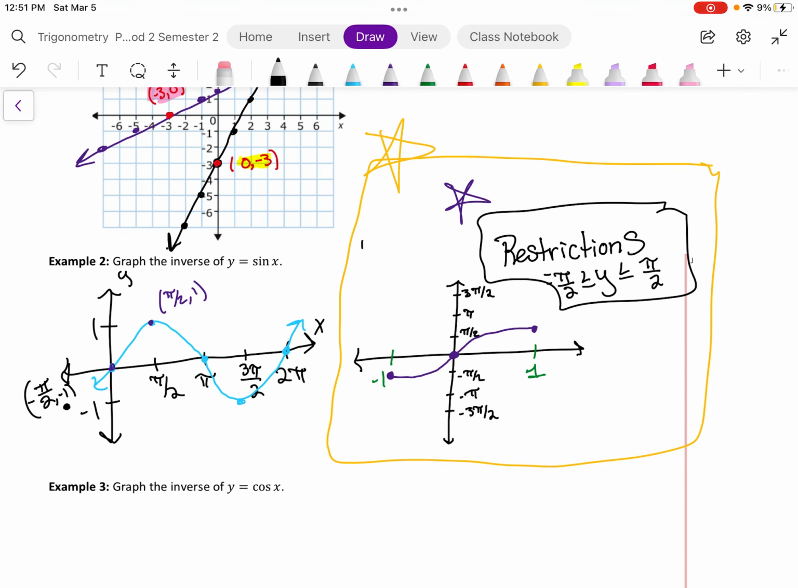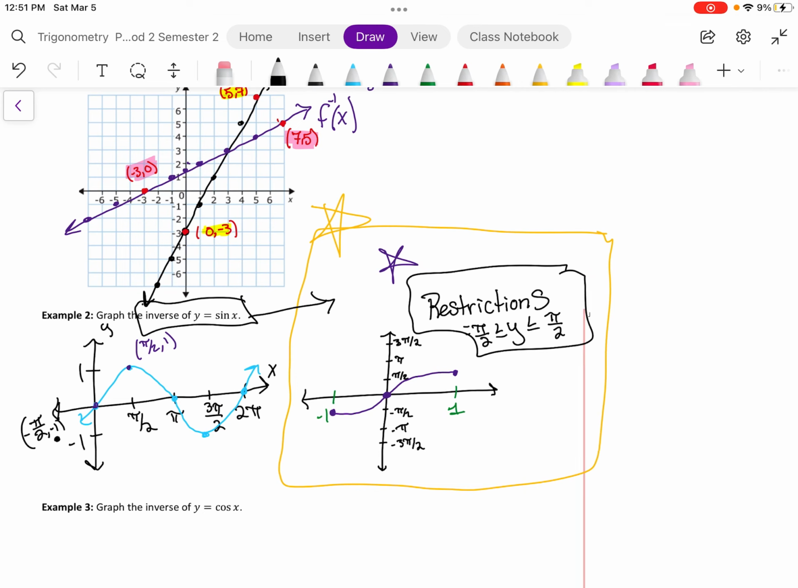And this is the graph for y equals the inverse of y equals sine of x. And this is something you need to have memorized.